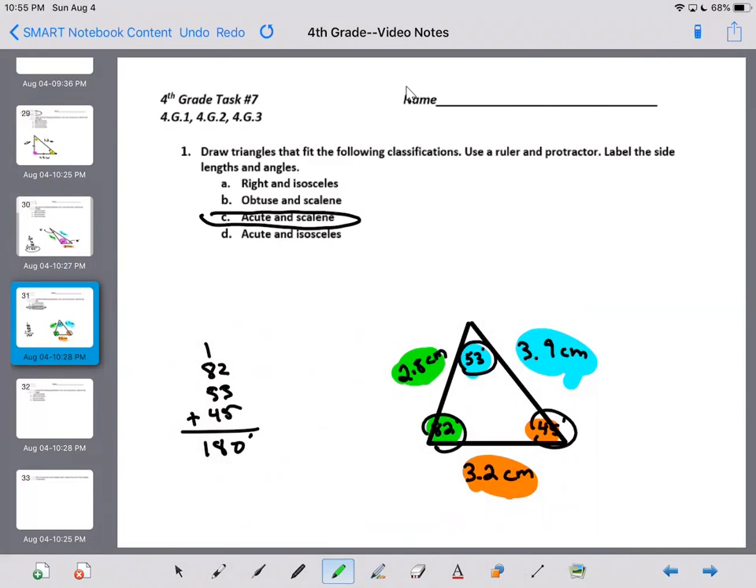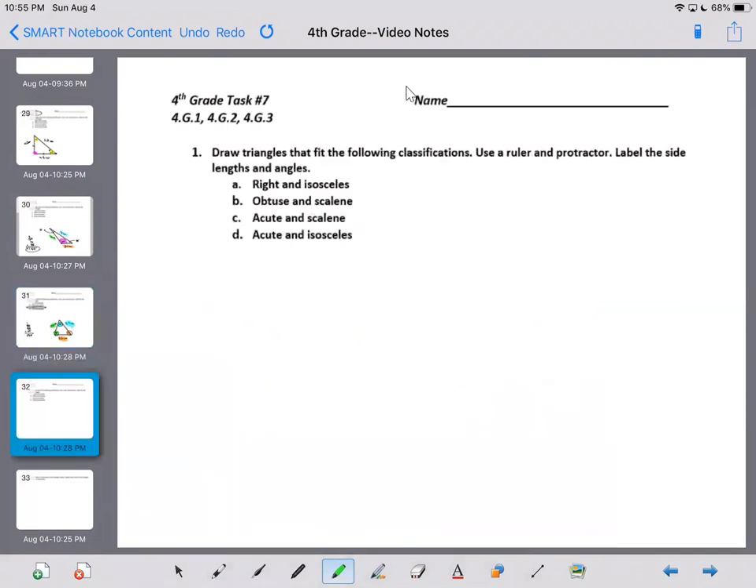Last one, I want an acute isosceles. So just go ahead and take a segment here, and that will be 2.5. I'd like for you to draw a segment that's 2.5 centimeters. And then I want you to draw 2 segments that are 3 8/10 centimeters.